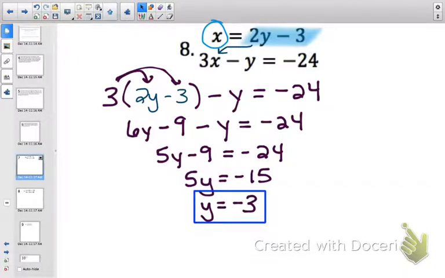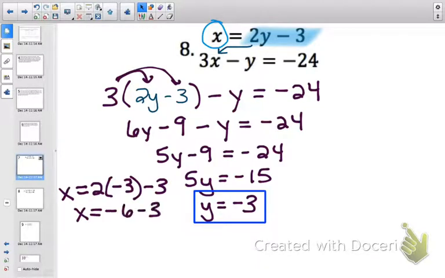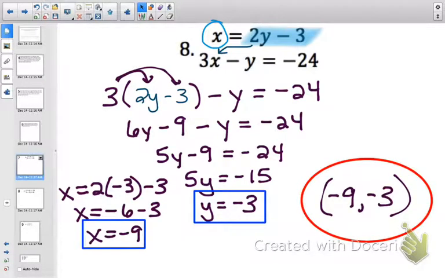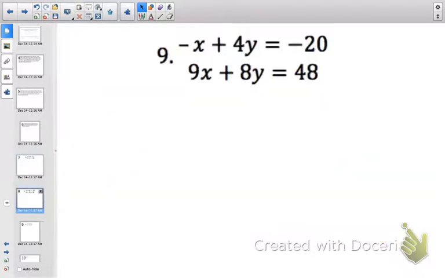In order to completely solve a system, though, we need both x and y. So when we go back, we can plug it back into that first equation. X is equal to 2 times y, but we now know that y is equal to negative 3. And then, of course, minus 3 comes after that. So follow order of operations, negative 6 minus 3 gives us negative 9 for x. Make sure that we write x first and y second, so our solution is negative 9, negative 3.